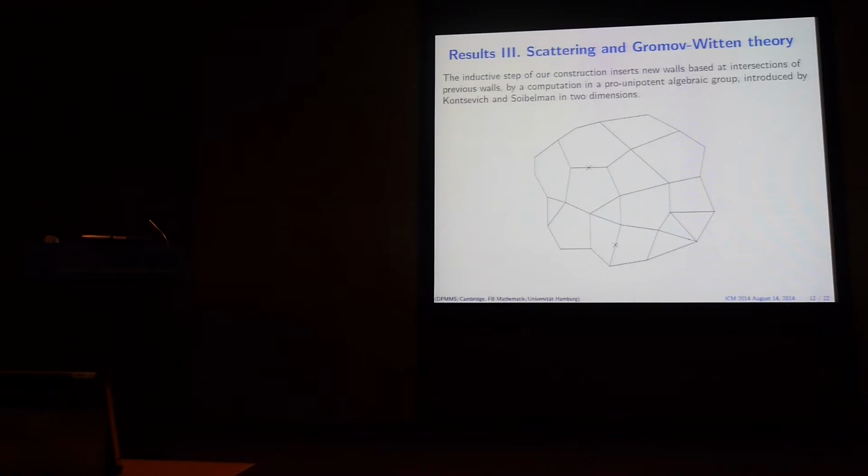Okay, before I turn over to Mark, let's start with discussing a little bit the scattering procedure that is intimately and astonishingly related to Gromov-Witten theory. So the inductive step of our construction inserts new walls at these intersection points. So here, let's say, maybe it should be green. These are the singularities. There's a polyhedral decomposition. The initial walls just live close to these singular points.